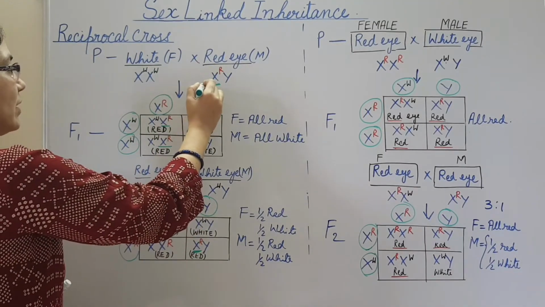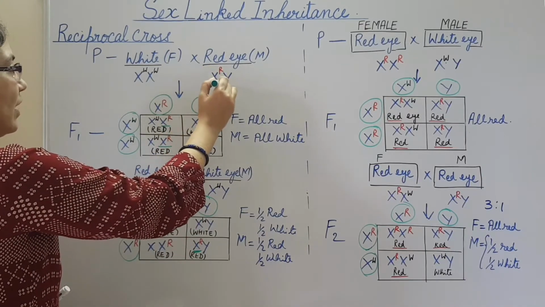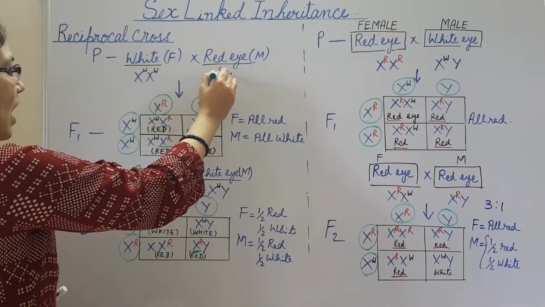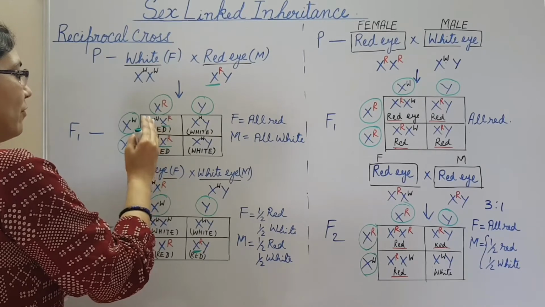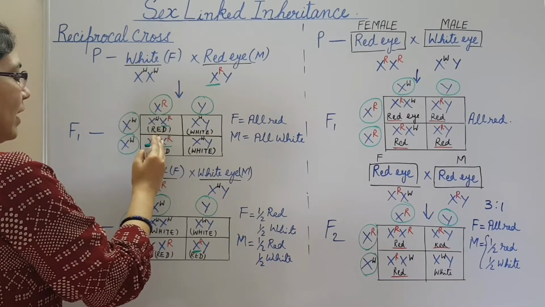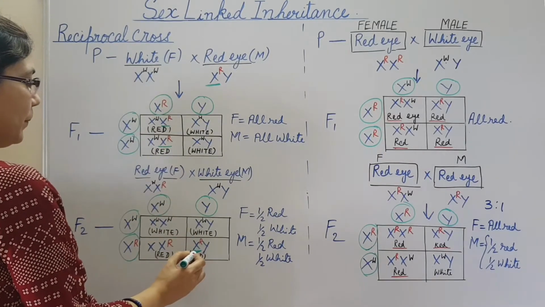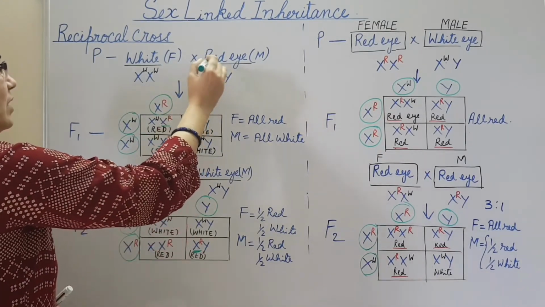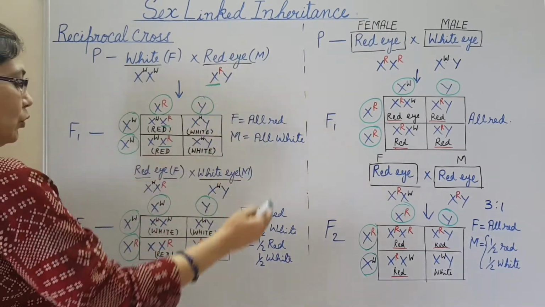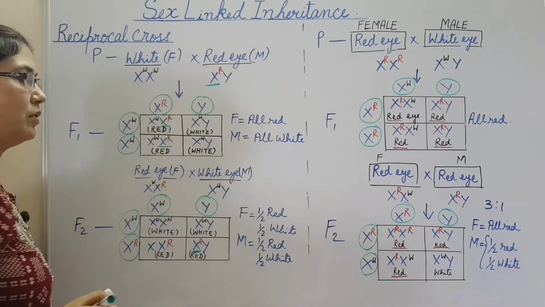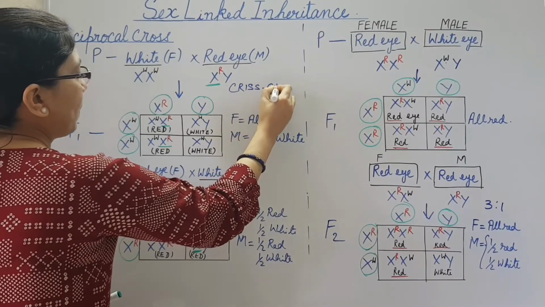Or in other words, the father transfers its X chromosome containing the allele for the red eye color to its daughter, and from the daughter this X chromosome containing the allele for the red eye color is transferred to its son. That means this X chromosome containing the red eye color is transferred from father to grandson via daughter. This is known as criss-cross pattern of inheritance.